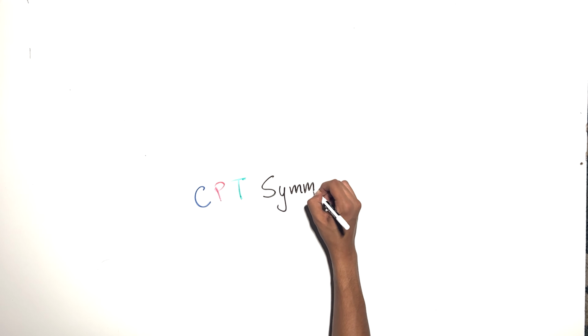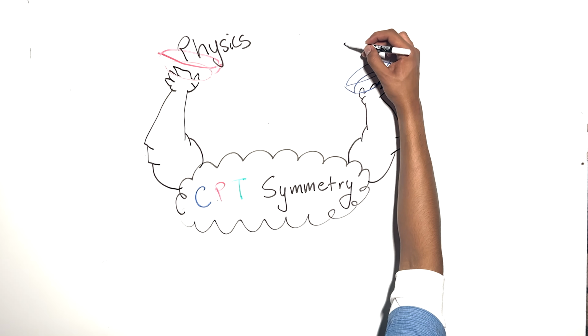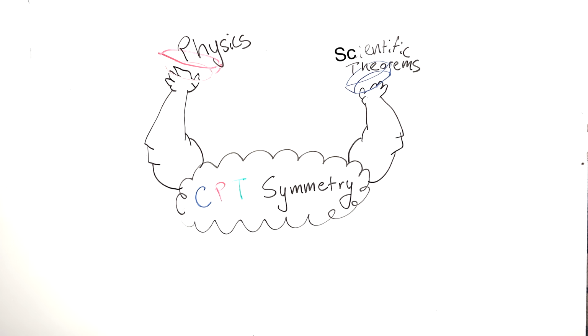Luckily, we still have CPT symmetry. It combines charge, parity, and time. If you flip all three, our universe should look and behave the same. So here's to holding together or breaking CPT symmetry and achieving more breakthroughs in physics.